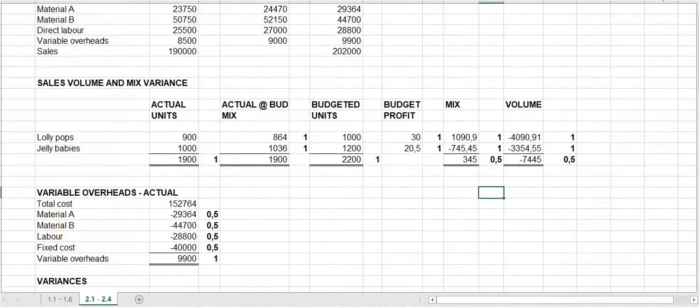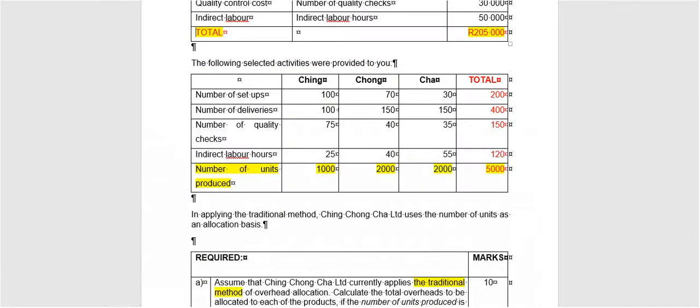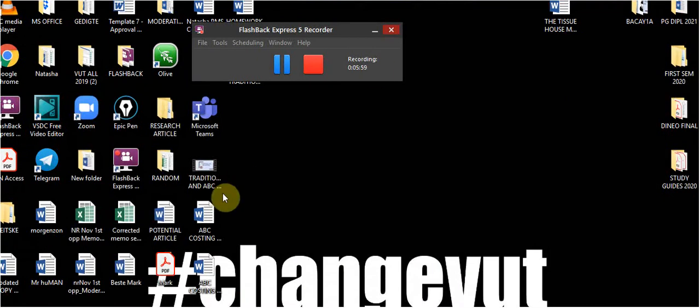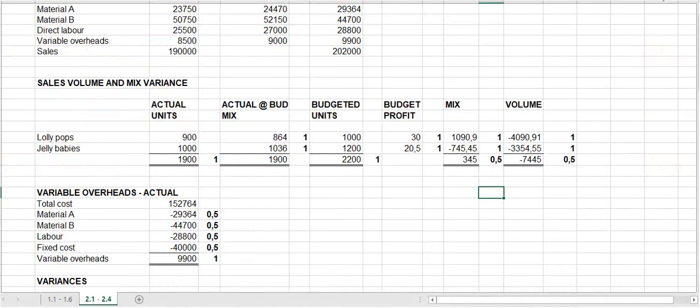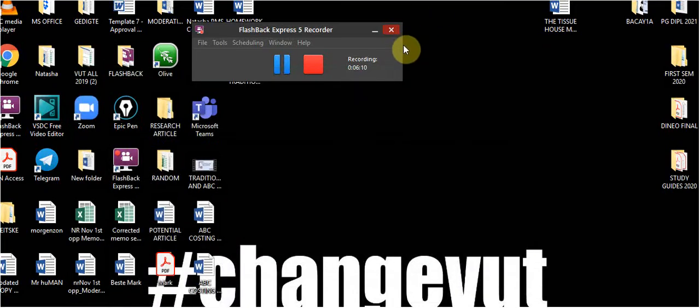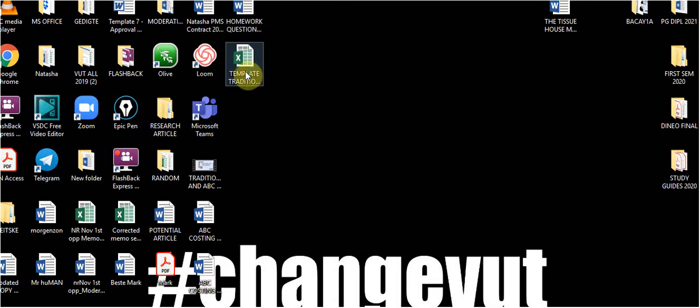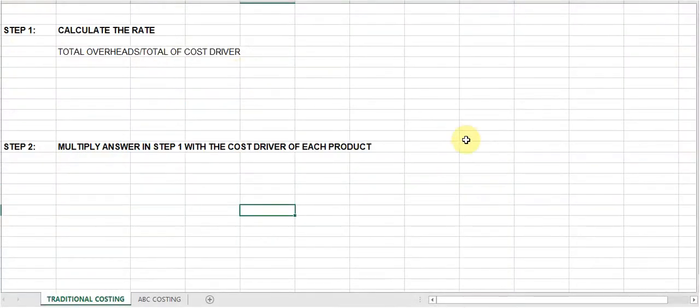I have shared with you on Vutela a template. I just want to look for it. Have I now not saved it? I'm sure I have. Oh, there we go. All right, so there is the template that we are using. I have shared this on Vutela.